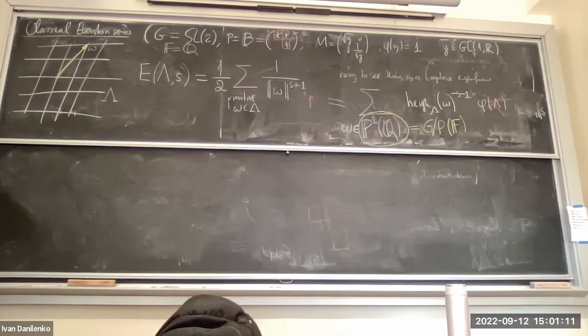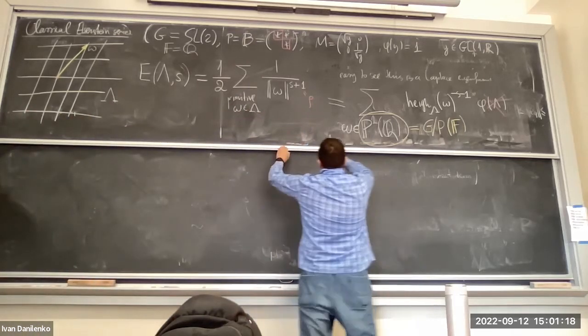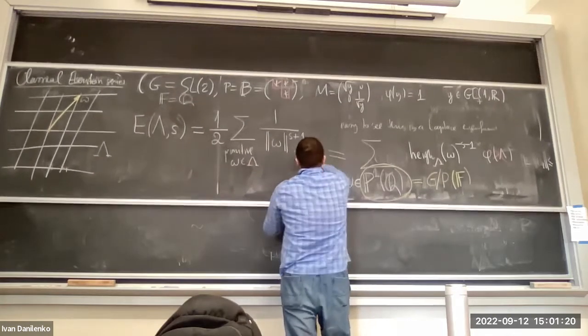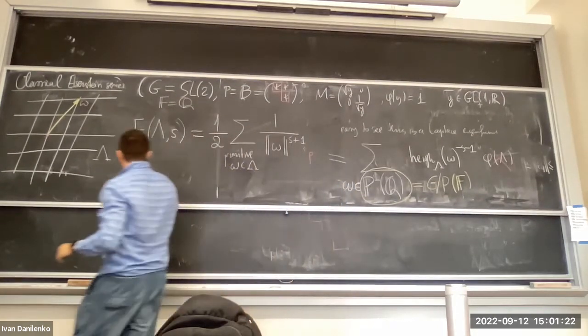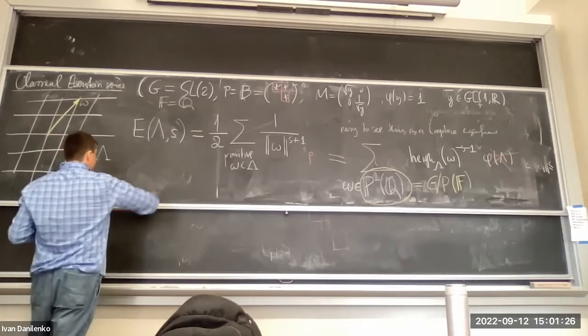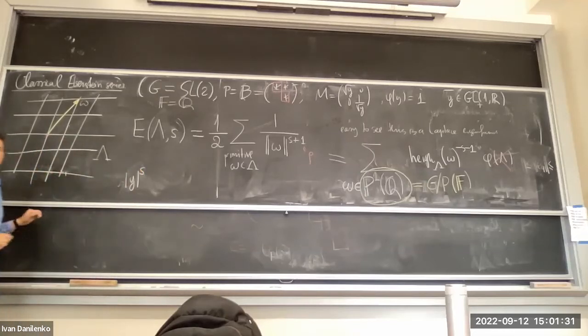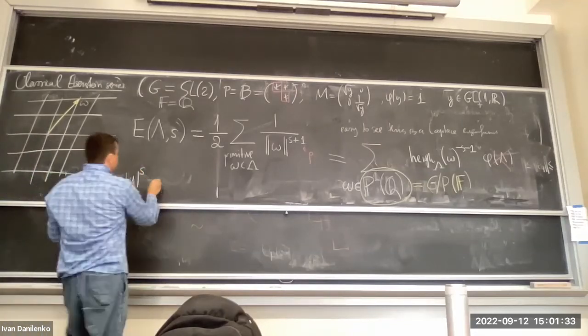What is this? S is the variable. I didn't say what that is. S is really what is this? S corresponds to S. It's a number, norm y to the S. This is the character.